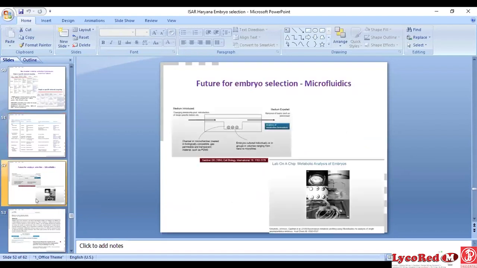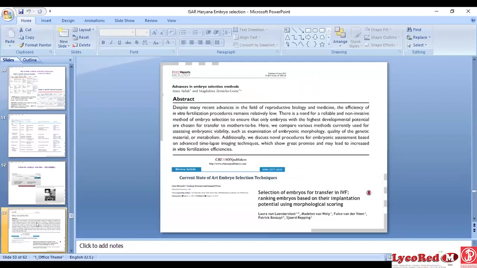Now, the future of embryo selection is microfluidics. Suppose we develop such a stage that it constantly supplies the nutrients needed by the developing embryo. That way, we can have command over the embryo growth, and we can check the spent media to see what the needs of the embryo are, and that way we can develop the embryo which is most suitable for embryo transfer.